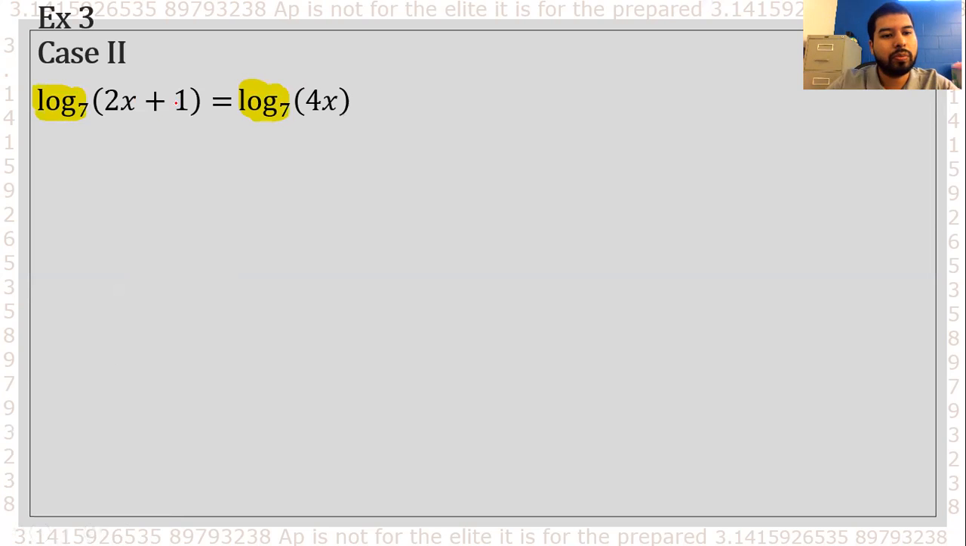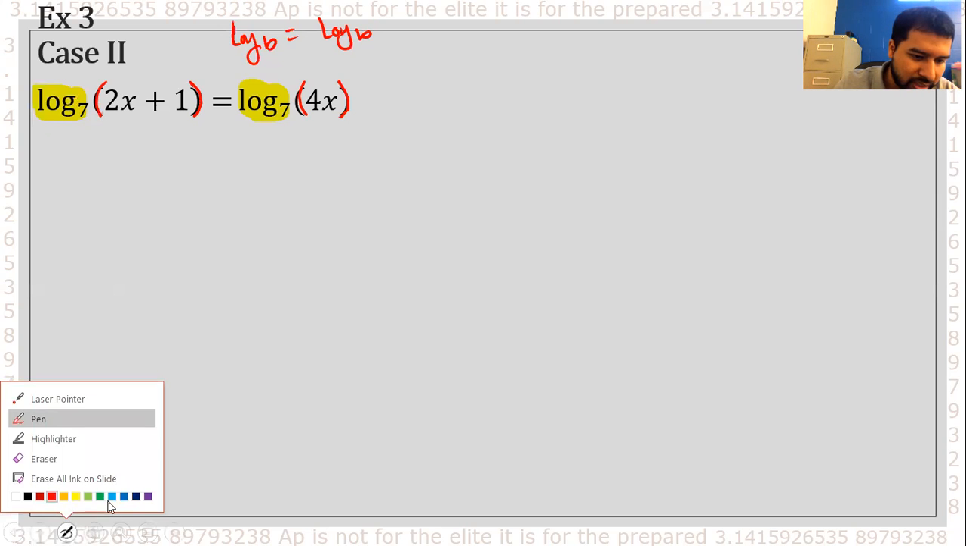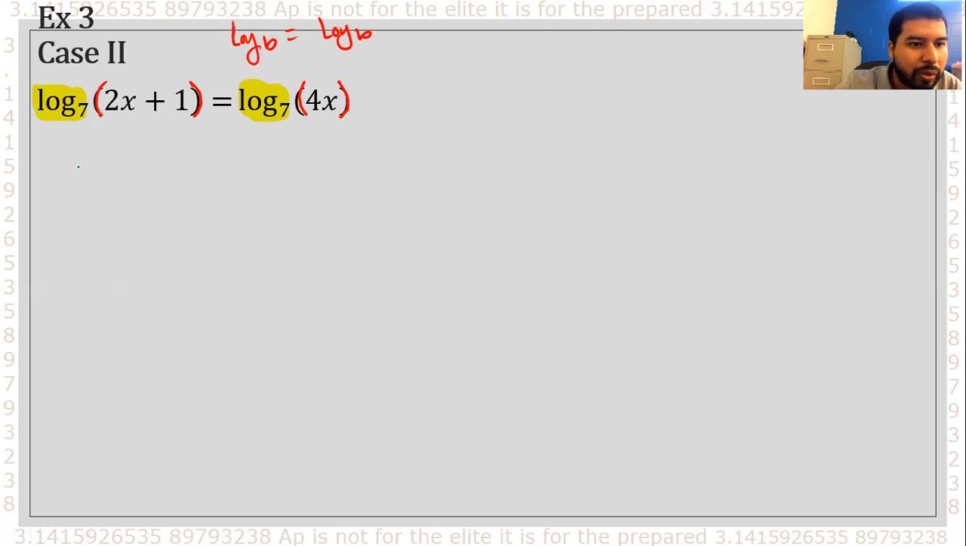Okay, so whenever you have logs with the same base equaling each other, all you have to do is get everything inside the parentheses and set them equal to each other. A lot of students like to say that it cancels, but no, this is a property that lets us set the insides equal to each other, the same way we did with our exponents. We had the same base, we got the exponents, and set them equal to each other.